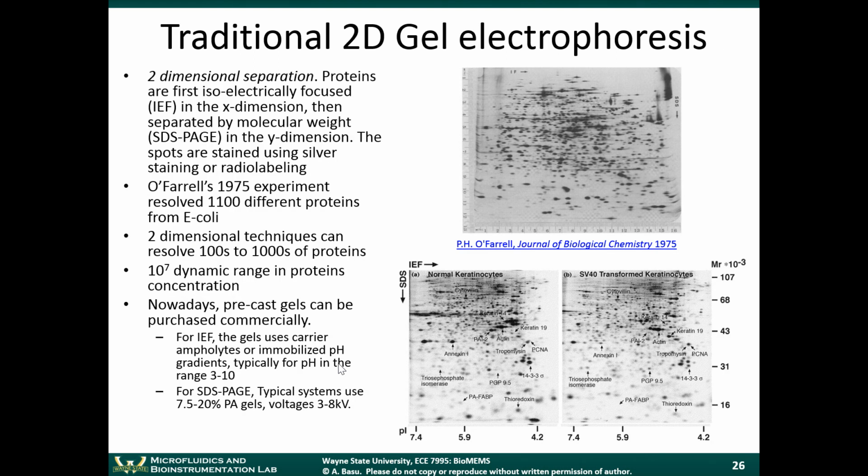So 2D gel electrophoresis looks something like this. And again, this is not a BioMEMS technique. It's a traditional technique. We'll get into the miniaturized versions of this later. The reason 2D gel electrophoresis came about is because you have a certain peak capacity with one-dimensional separations.